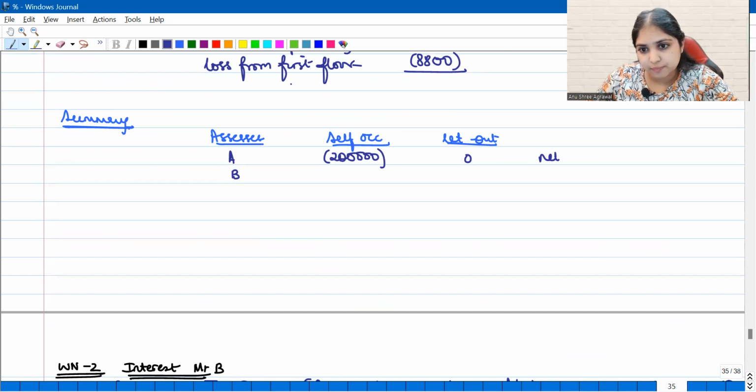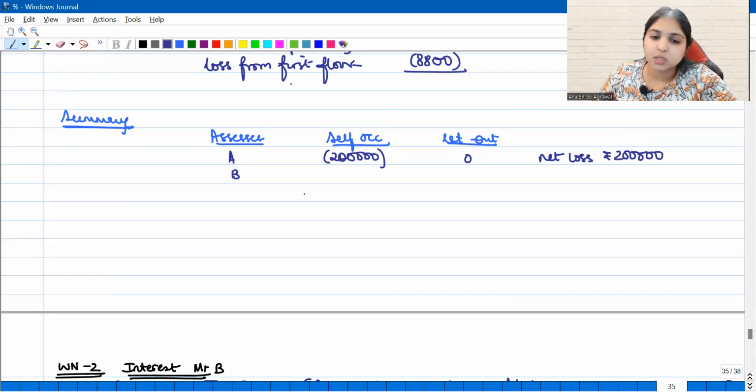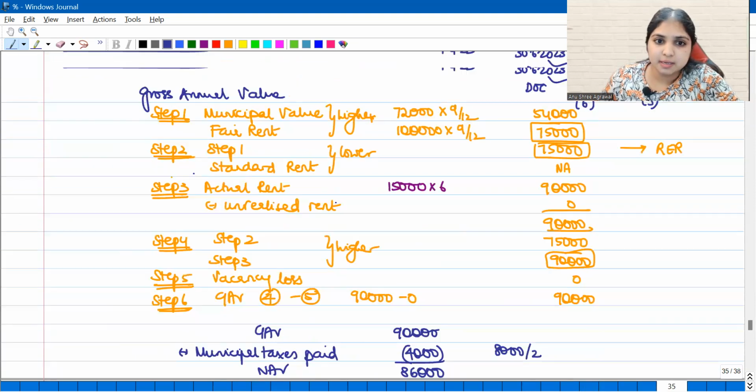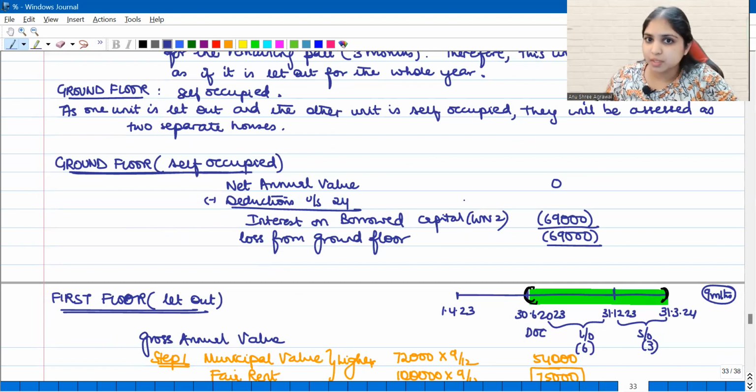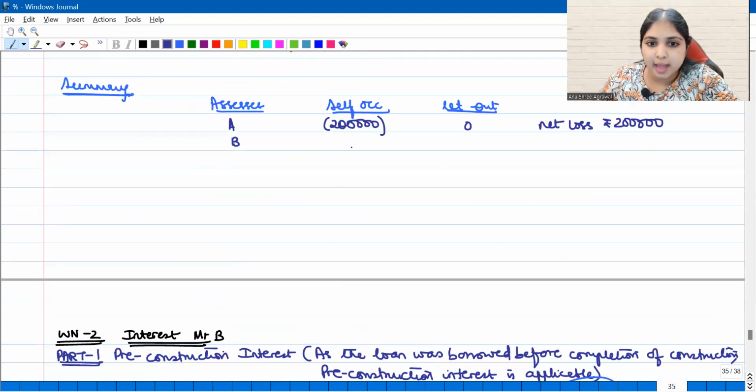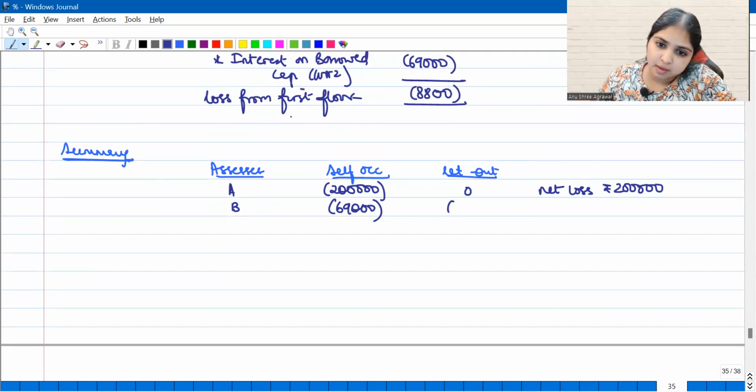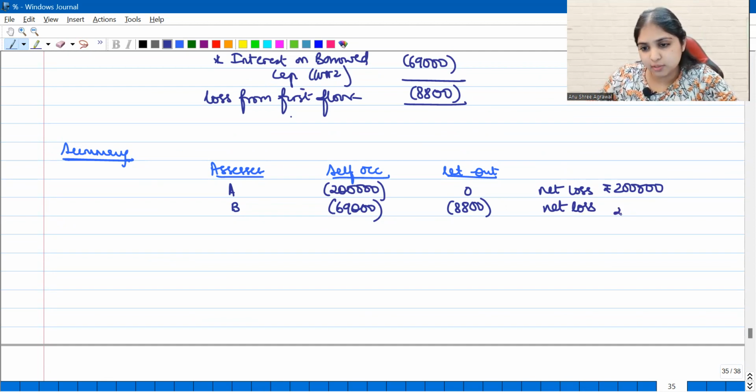So what's the net here? Net you have loss, net loss. Net loss is how much? Rupees 2 lakhs for Mr. A. What about Mr. B? Mr. B, self-occupied, if you see self-occupied ground floor, what's the number? 69,000. Okay. And for Mr. B, let out, what's the net number? Again, -8,800. So even for B, the total is loss only. 69,000 plus 8,800, which is going to be 77,800.